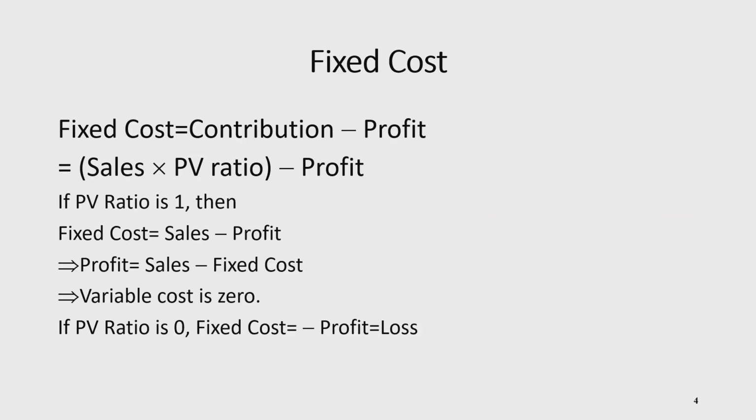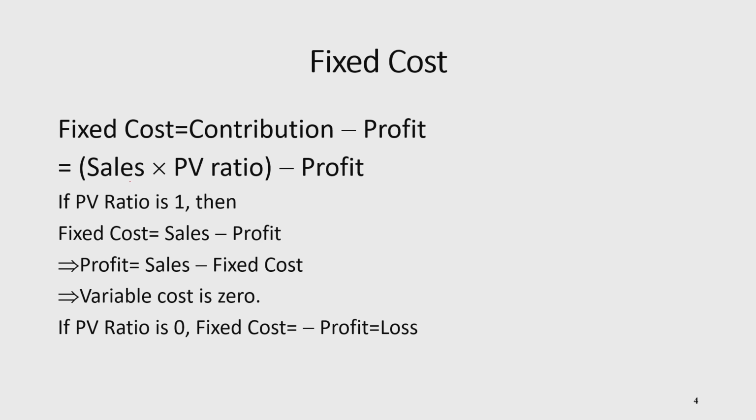Now, fixed cost will be contribution minus profit. Because contribution is equal to fixed cost plus profit, we can say fixed cost is equal to contribution minus profit, and as we know, contribution can be written as sales into PV ratio. So, this is sales into PV ratio minus profit.